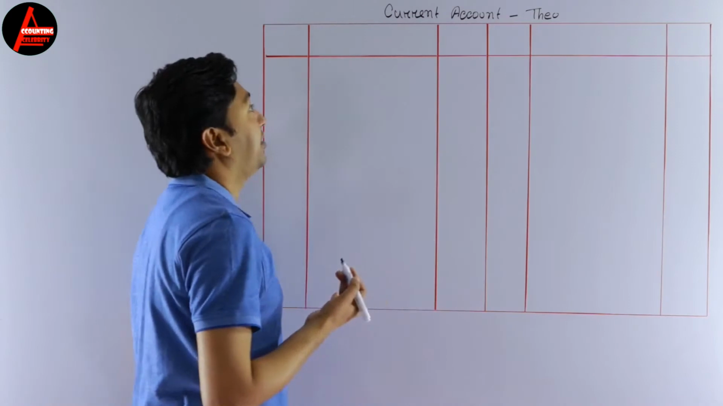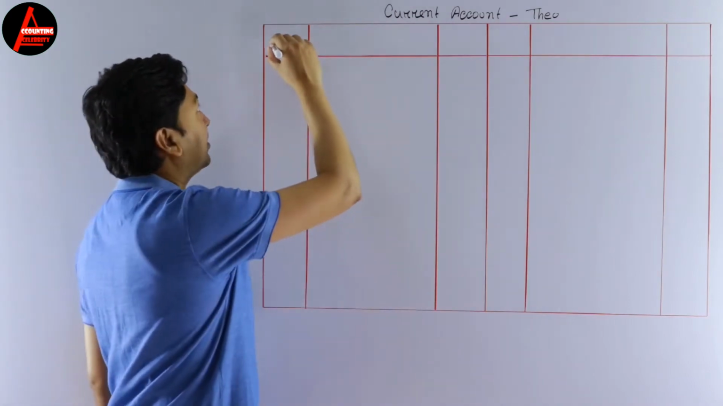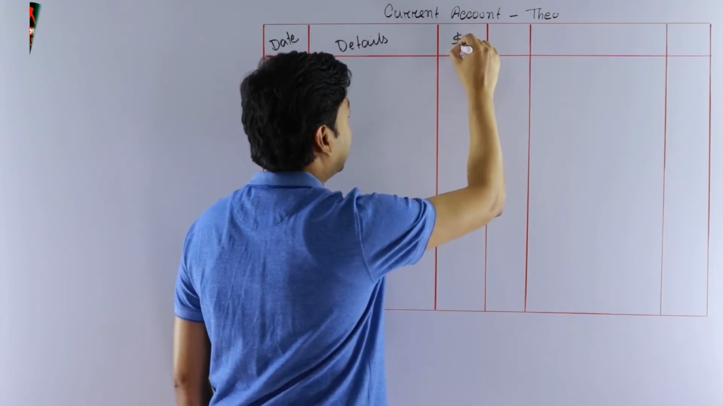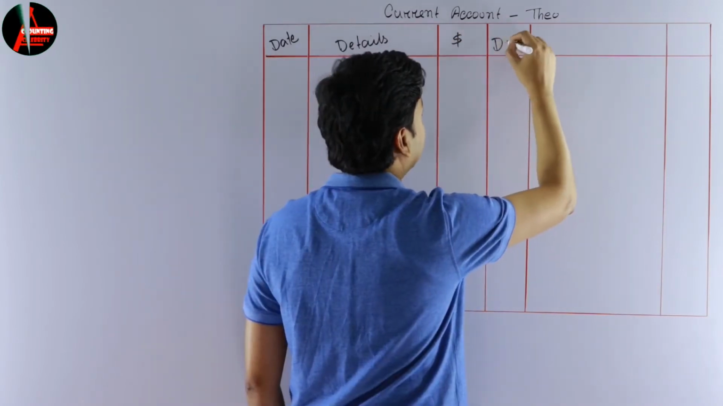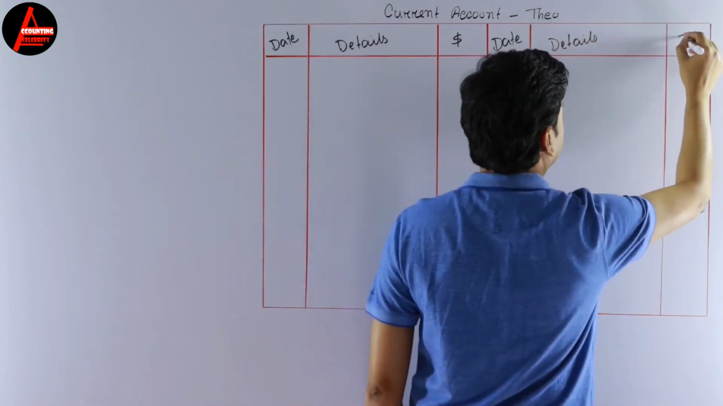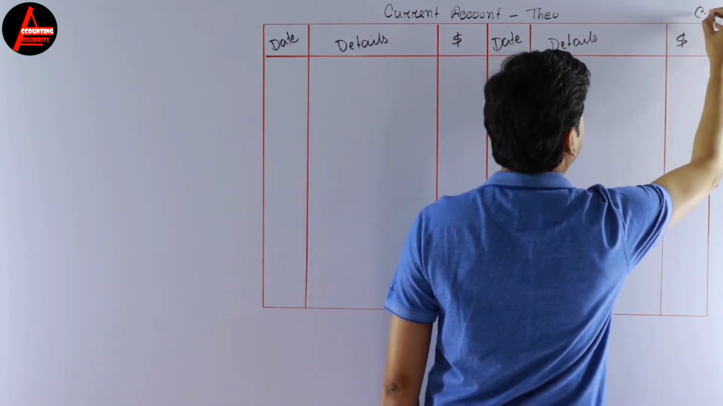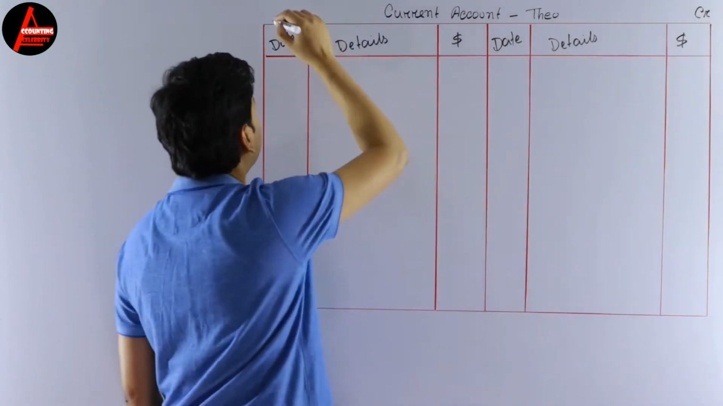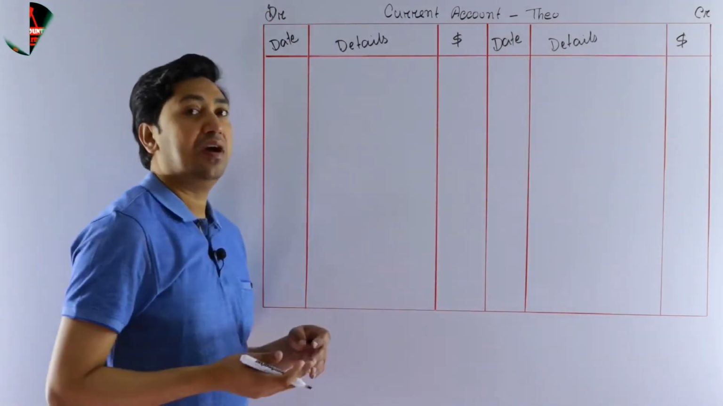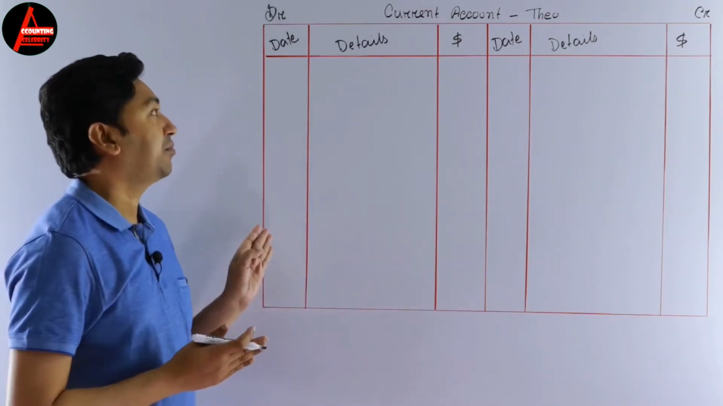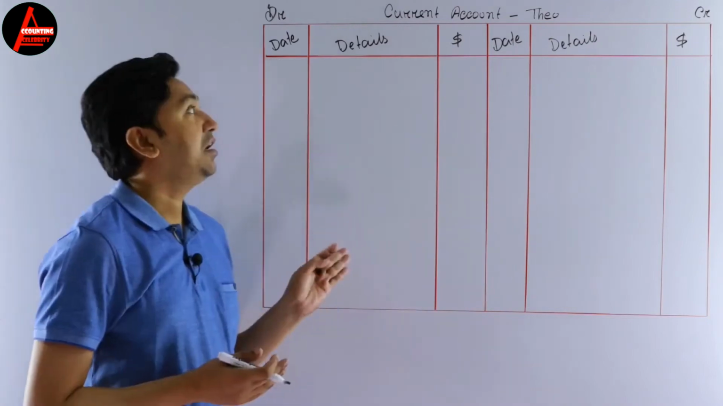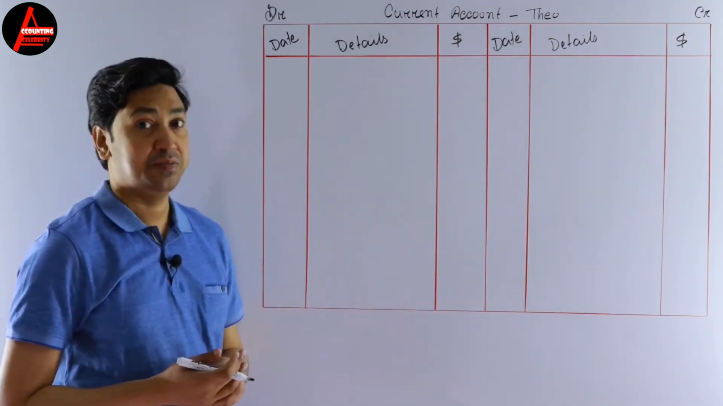In this column we will record the date, here the details, here the amount in dollars, and the same thing here: date, details, and dollars. This is the credit side and this is the debit side. So what items will be included on the debit side and what items on the credit side? First of all we have to write the balance BD.